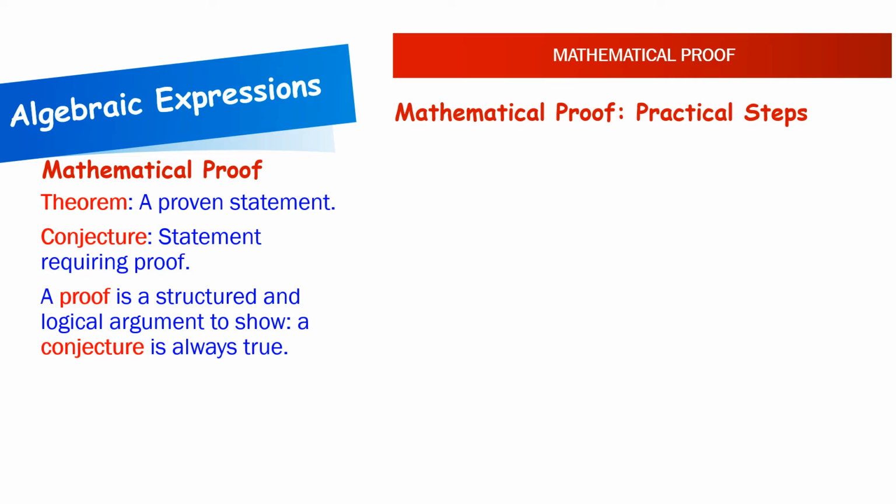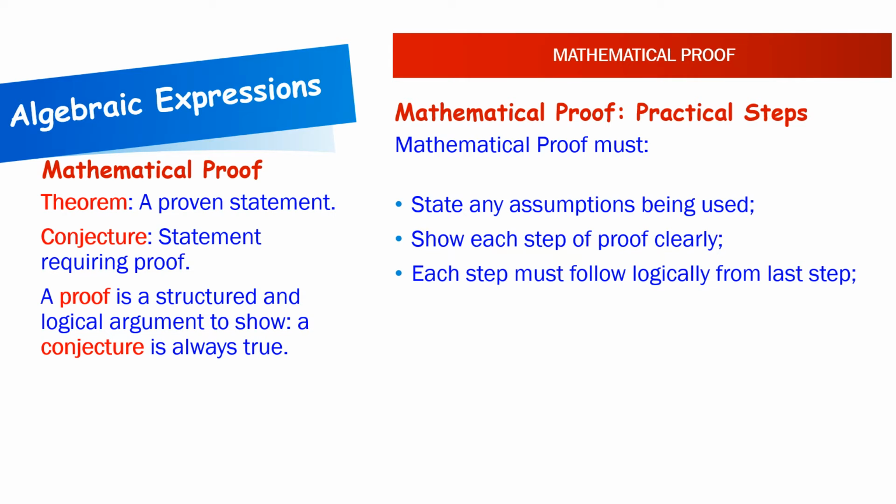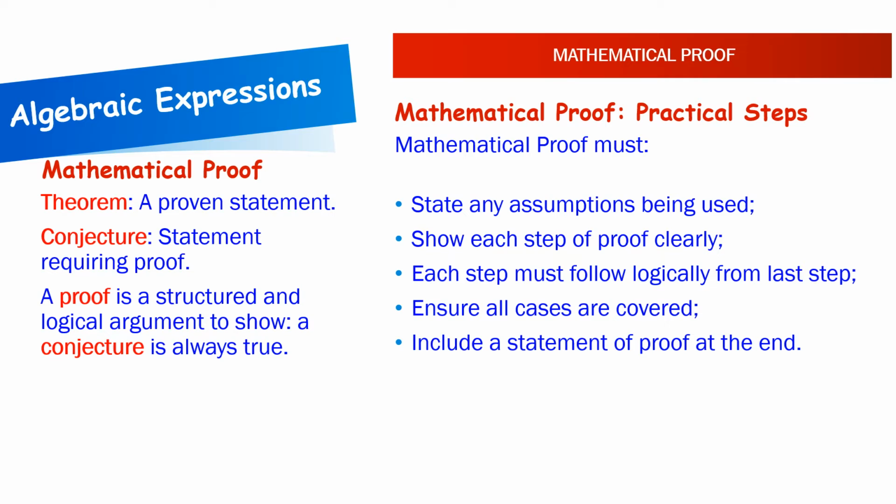What is also important in a mathematical proof? A mathematical proof must state any assumptions being used, show each step of the proof clearly, each step must follow logically from the last step, ensure all cases are covered, and include a statement of proof at the end.